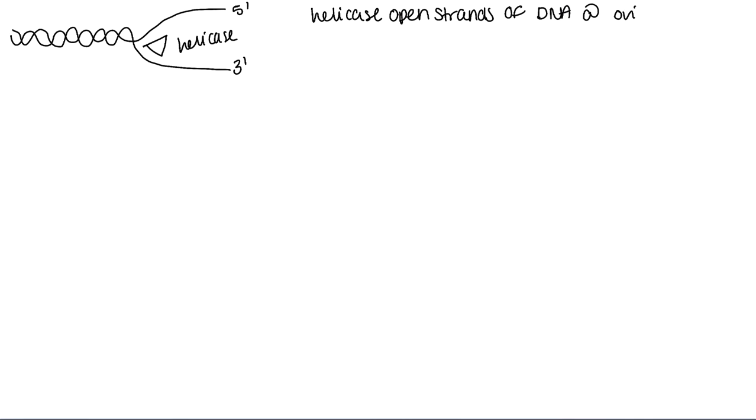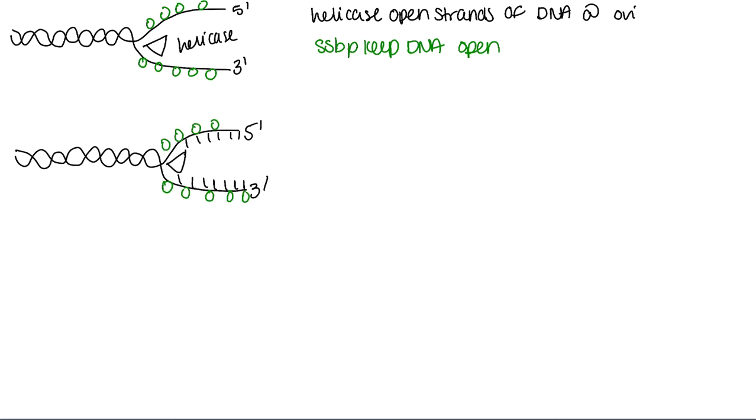And then, let's be consistent. Let's use green. And then we'll have our single-stranded binding proteins come in, and they're going to keep the DNA open. Now that we have our DNA open, that's kind of step one, if you will. Now we are ready for primase, and primase will lay an RNA primer. Now that we have laid the RNA primer, we are ready for the clamp protein and for DNA polymerase.